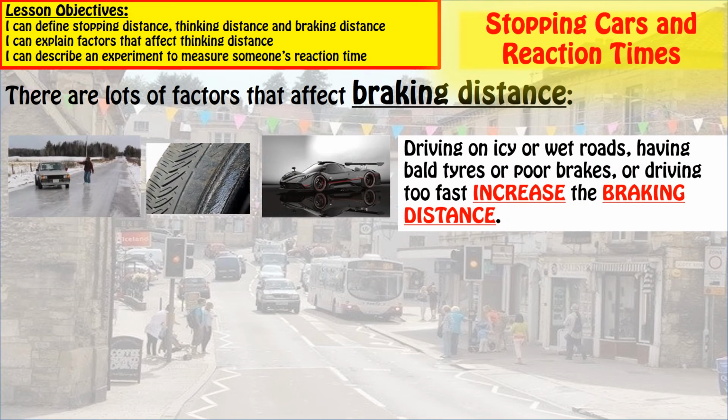So if you drive on icy or wet roads, there's going to be less friction between the tyres and the road, so the car is going to travel further, it's going to slide, so the braking distance is going to increase. If you have bald tyres or poor brakes, again there's less friction, so the car is going to travel further. And if you drive too fast, that's going to increase the braking distance too. So the faster you go, the further the car travels whilst you are braking.